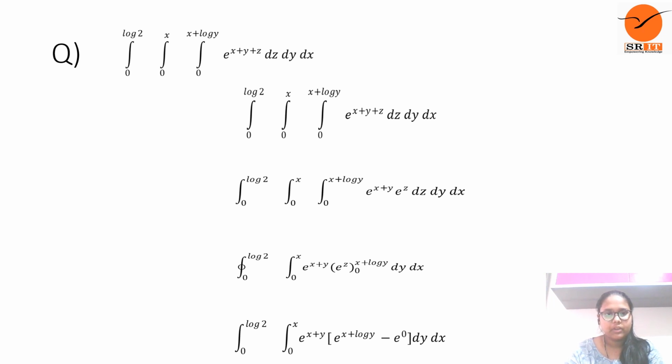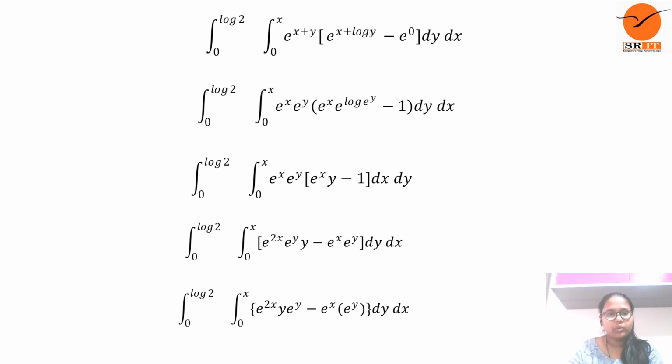Integral 0 to log 2, integral 0 to x, integral 0 to x plus log y. We have to write it as e power x plus y, e power z, dz, dy, dx. Integral 0 to log 2, integral 0 to x, e power x plus y, and we apply the integral to e power z from 0 to x plus log y, dz, dy, dx. Integral 0 to log 2, integral 0 to x, e power x plus y, e power x plus log y minus e power 0, dy, dx.